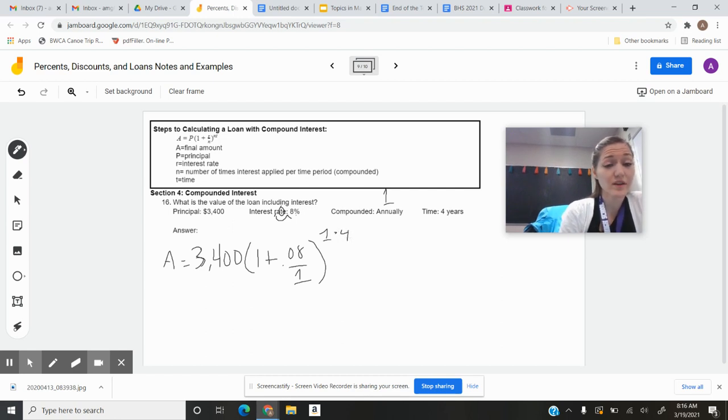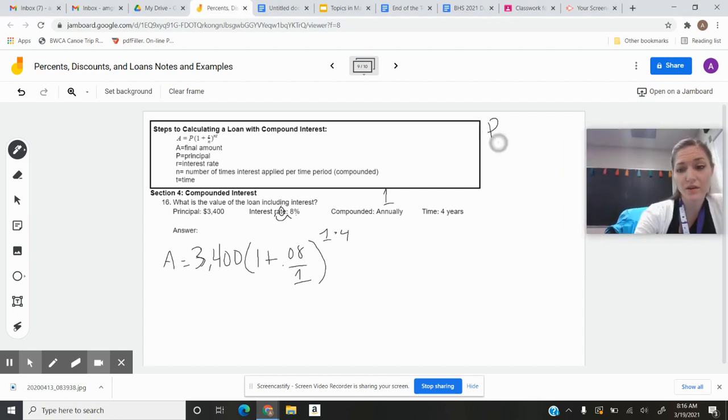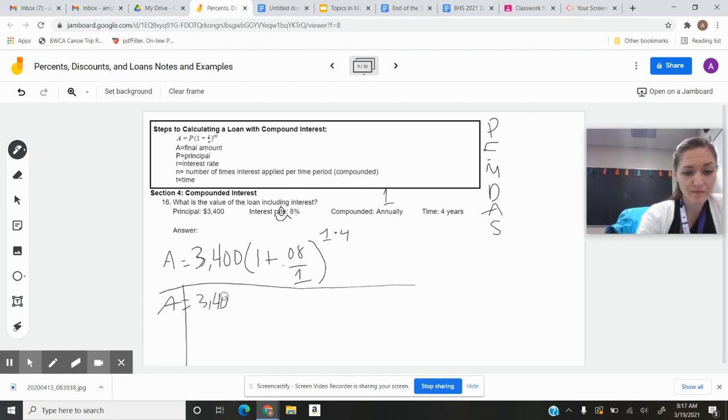All right, so we put all of the parts of the equation together. Now we need to go ahead and solve this equation. And remember your order of operations. First, you want to start with parentheses. So we can go ahead and solve whatever's in these parentheses first. 0.08 divided by 1 is just 0.08. Add 1 to 0.08 and we have 1.08.